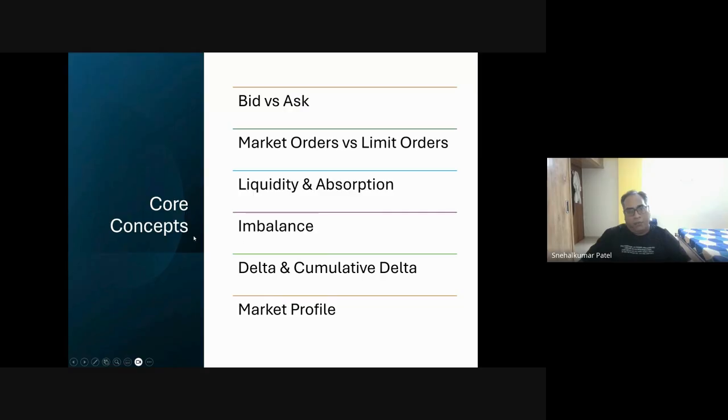In order flow, there is a concept called imbalance, which is basically the difference between buyers and sellers. And when it is too significant to be ignored, that is called imbalance. As I mentioned, we will also discuss delta and what is cumulative delta. And finally, we will look at how the market profile looks like in the order flow.